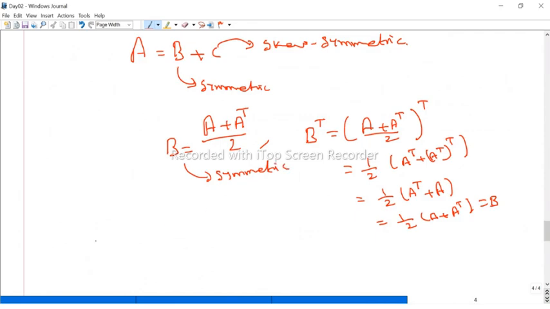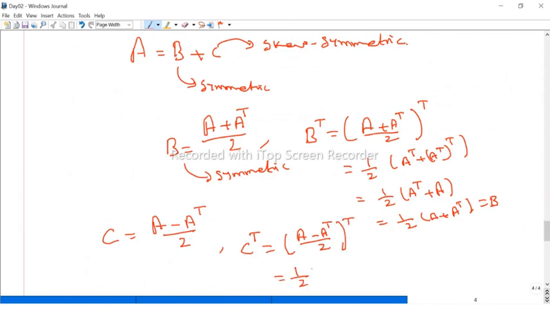Now, if we take C equal to A minus A transpose by 2, this C is a skew symmetric matrix. Why? Because we find what C transpose is. It is nothing but A minus A transpose by 2 whole transpose. Again, 1 by 2 is a scalar, so you can take it outside and then apply the property: A transpose minus A transpose transpose. So this is nothing but 1 by 2 times A transpose minus A, since A transpose transpose is nothing but A.